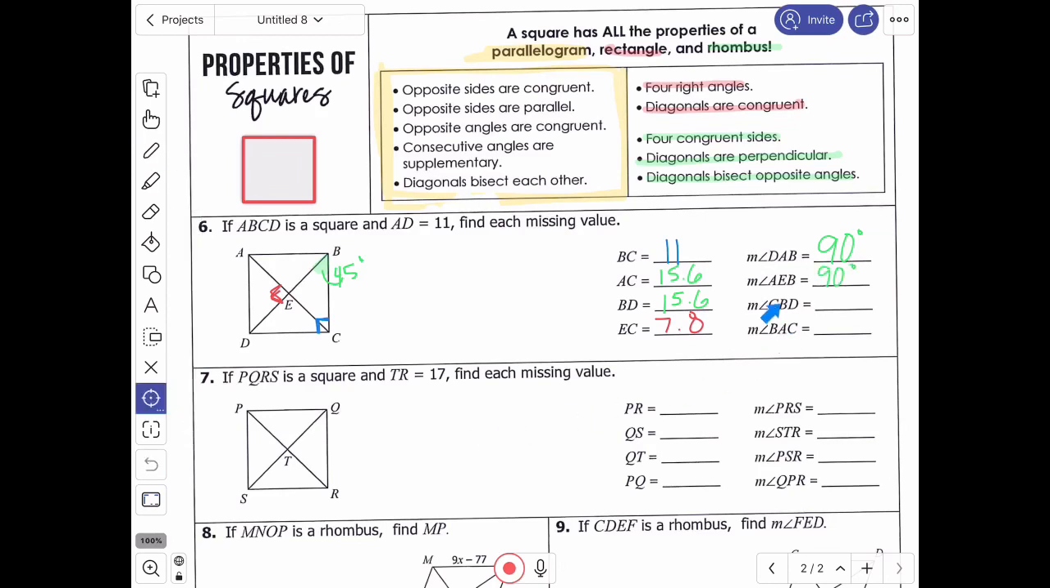And then CBD. So CBD is this angle down here. That is where the right angle is being bisected by the diagonal. So the diagonals are bisecting the opposite angles there. So 45 degrees. And the last one, BAC. Again, that's looking at that right angle that's being bisected. So 45 degrees again.